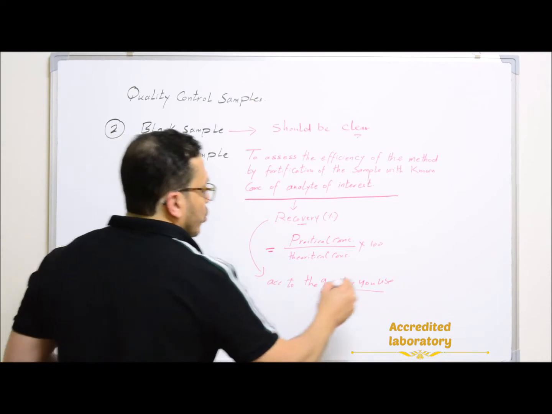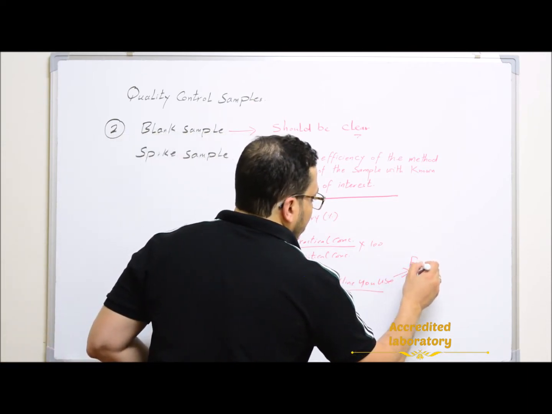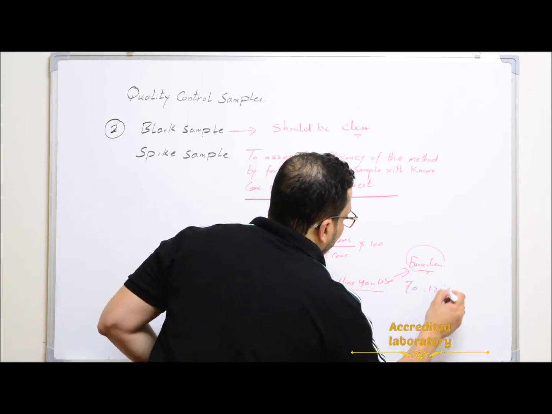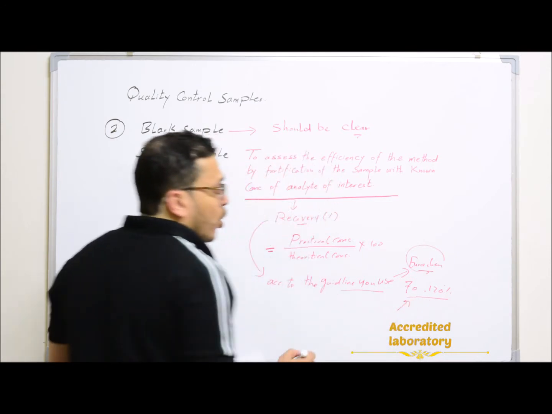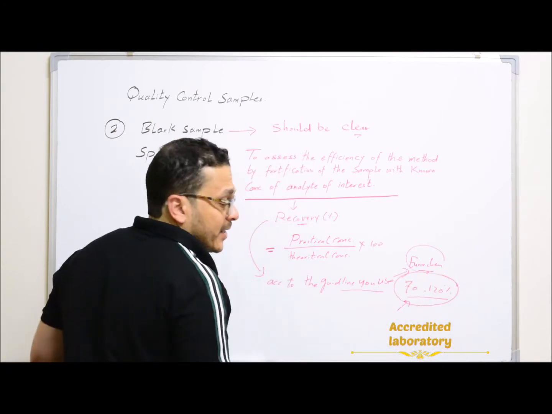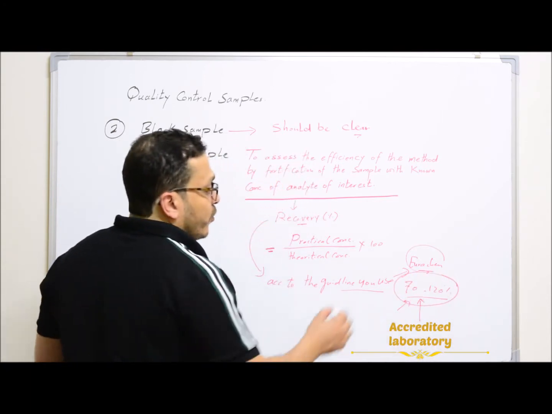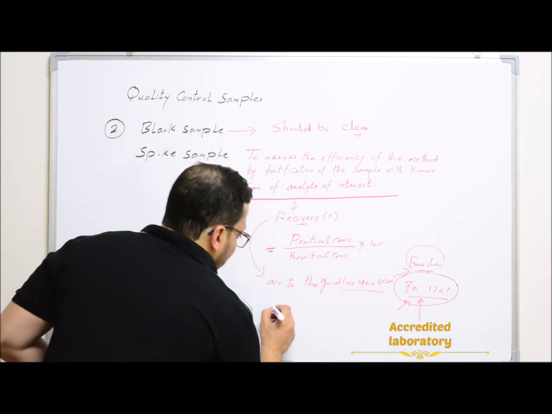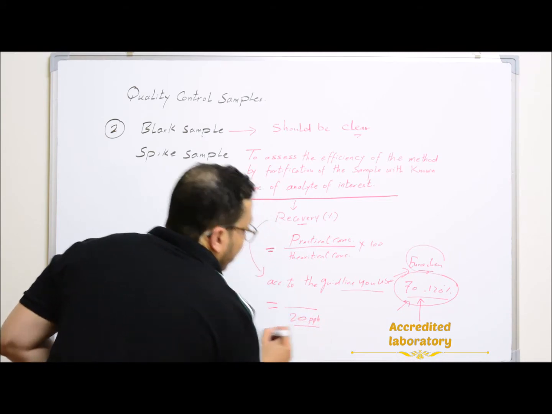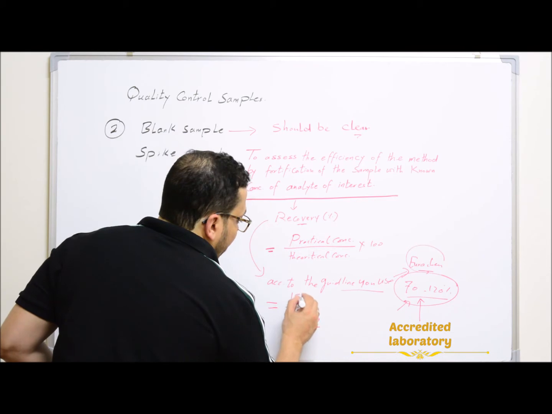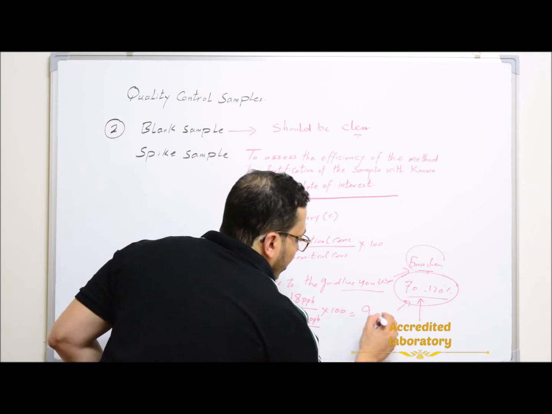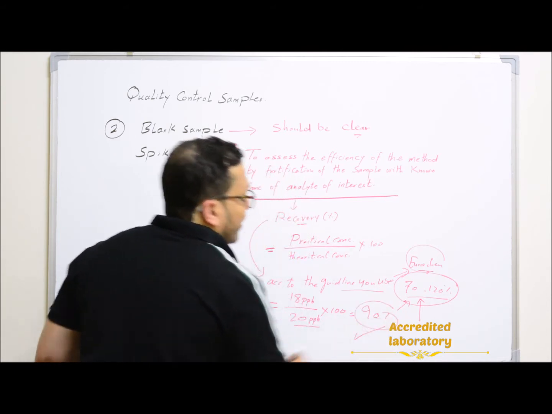The result of recovery should be according to the guideline you use. As an example, if you use the Eurochem guideline, it is from 70 up to 120%. Codex also, you will find this. According to your method and your analyte of interest, you will find the exact recovery that you can use. If you spike 20 ppb theoretical concentration, and you get on the instrument 18 ppb, in this case your recovery is 90%, and this is accepted.